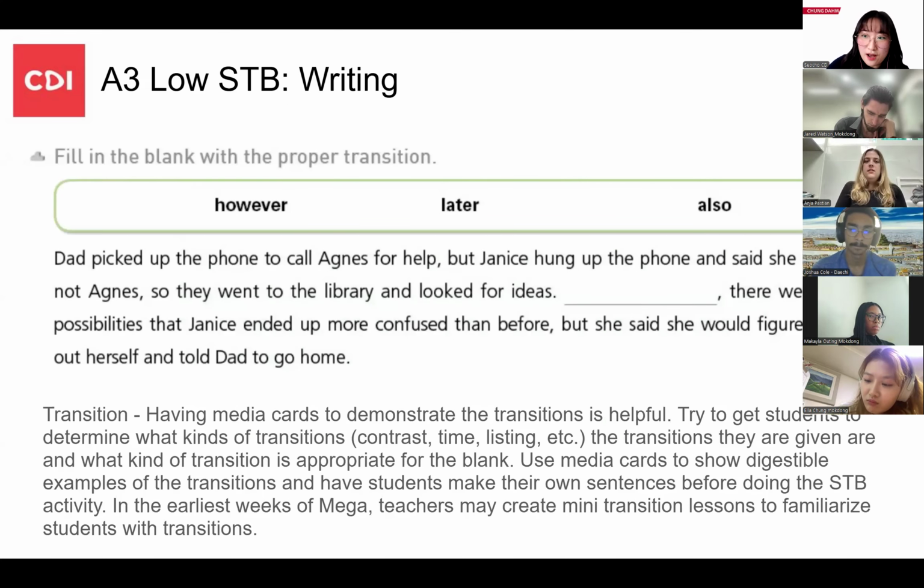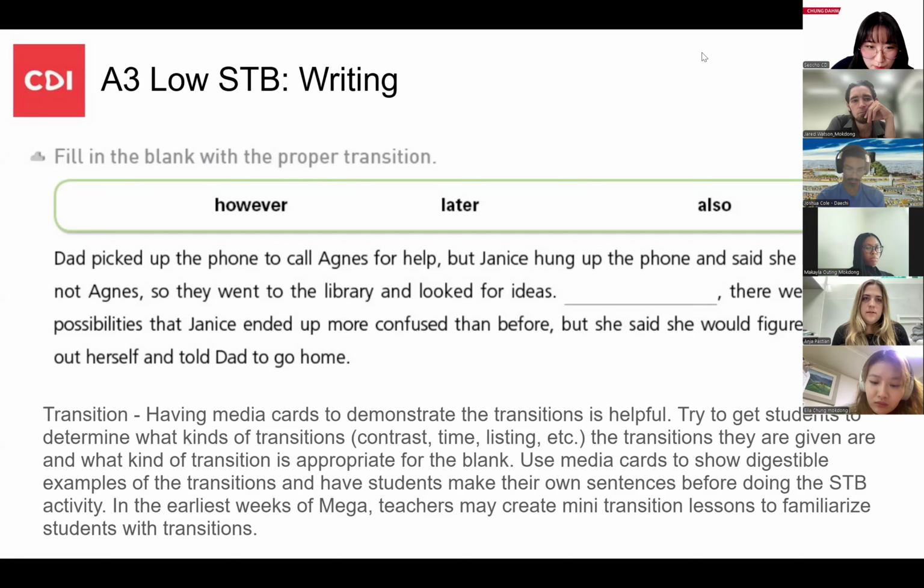Okay, and then the last part of this writing page, it's a fill in the blank with proper transitions. To some of your students, this might be the first time that they've been exposed to the concept of transition words, how they connect ideas or glue ideas together. So it's good to have some media cards to demonstrate the transitions, especially the ones that will be showing up in the activity.